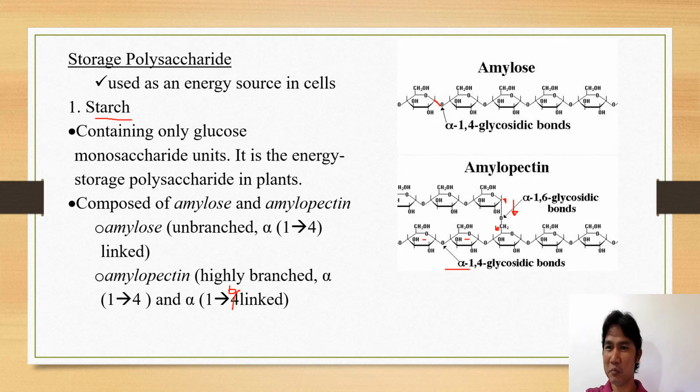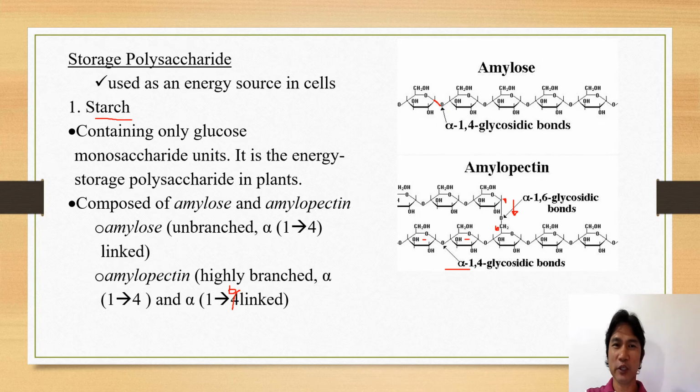Alright, amylose can be digested by humans because we have enzymes that can hydrolyze the alpha 1,4 bonds. We call that amylase. So in general, we can split starch into glucose because we have an enzyme called amylase to break those bonds, the alpha 1,4 and alpha 1,6 glycosidic linkages.